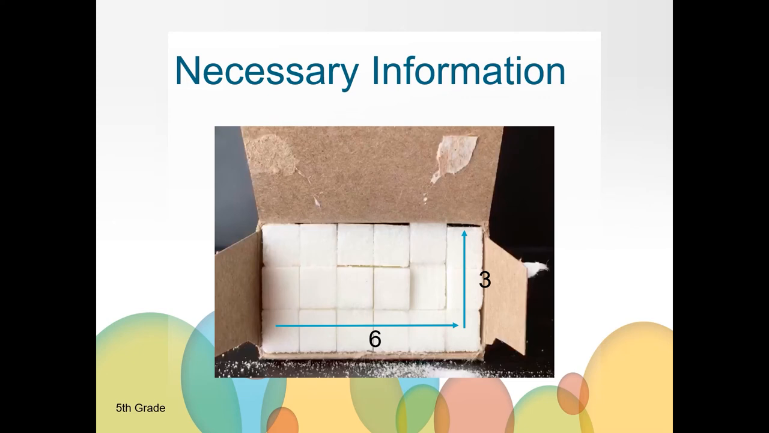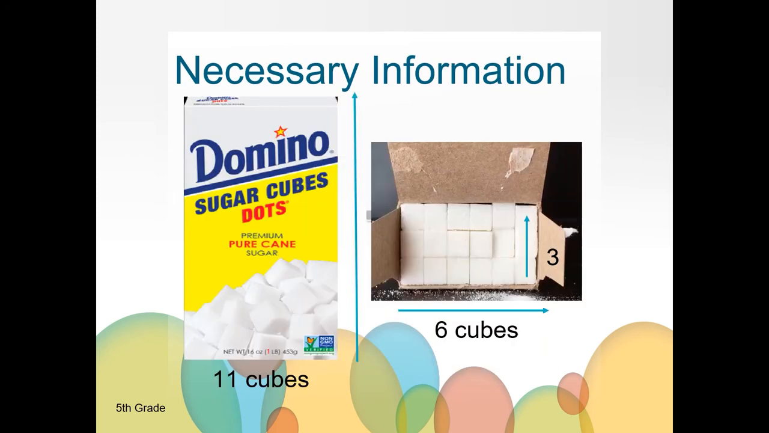This picture shows us two dimensions. It shows us the length, which is 6 sugar cubes, and the width, which is 3 sugar cubes. What other piece of information do we need to solve this problem? We also need to know the height of the cubes in the box. The height of the box in cubes is 11 sugar cubes.